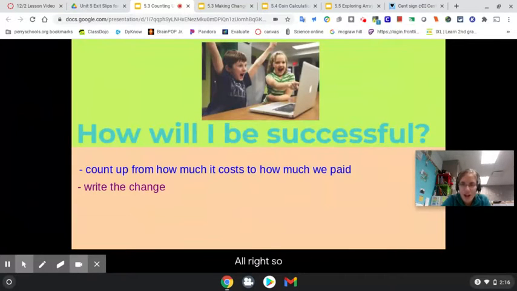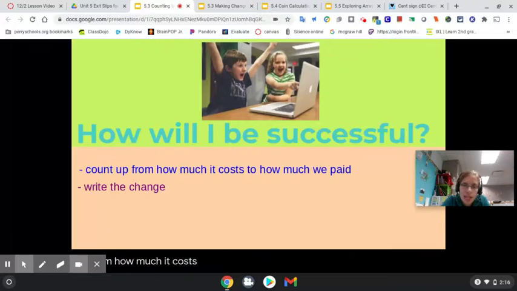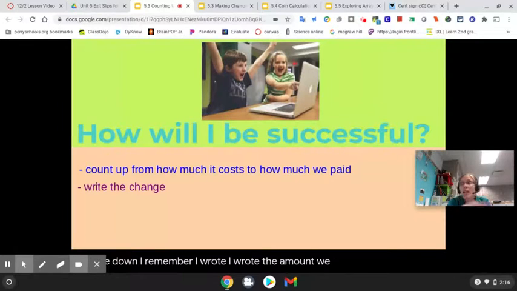All right, so how you're going to be successful, remember, you're going to count up from how much it costs to how much we paid, and then you'll write the change down. I wrote the amount we got back and then the coins, because that helped my brain remember before I had to figure out how many coins we got.